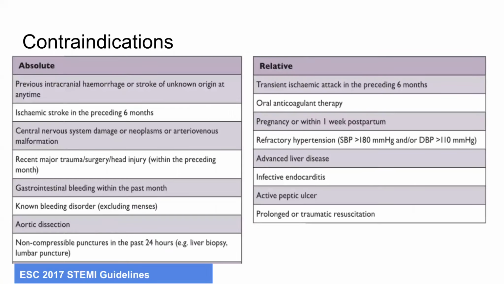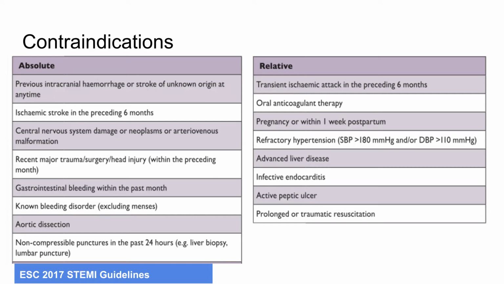So this is a table from the guidelines. There are certain absolute and relative contraindications for giving thrombolytic agents. Anybody who's had previous intracranial hemorrhage or stroke of unknown origin at any time is an absolute contraindication. Also ischemic stroke in the preceding 6 months, CNS damage or neoplasms or AV malformations, recent major surgery, GI bleeding within the last month, known bleeding disorder (menstrual period does not apply), aortic dissection, or a non-compressible puncture in the last 24 hours. These are all absolute contraindications to administering thrombolytic agents.